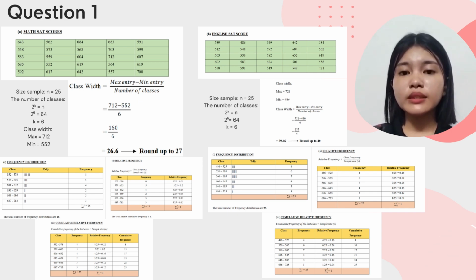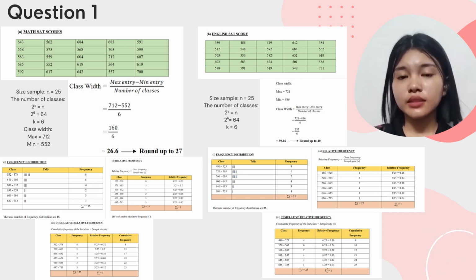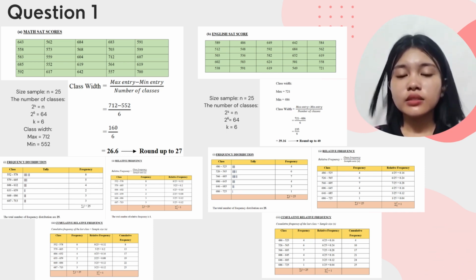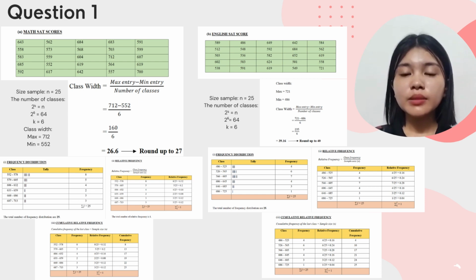To find the lower limit of the remaining 6 classes, add the class width of 40 to the lower limit of each previous class. The upper limit of the first class is 525, which is 1 less than the lower limit of the second class. The upper limits of the other classes are 525 plus 40 equals 565, 565 plus 40 equals 605, and so on.